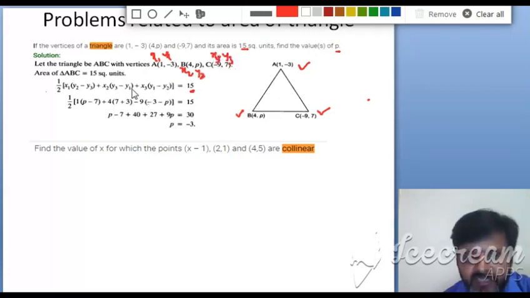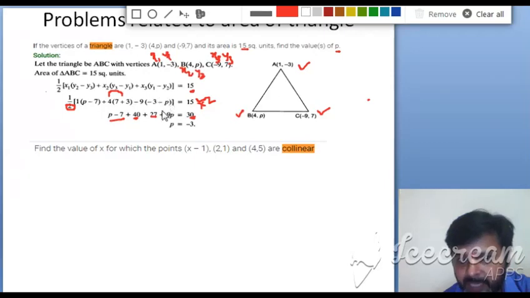If you replace these values in the formula, your equation looks like this: half into [1 (p minus 7) plus 4 (7 plus 3) plus (minus 9) (minus 3 minus p)], which is equal to 15. Here 2 is in division. When division goes to the other side, it becomes multiplication. 15 times 2 is 30, and the left hand side becomes p minus 7. 7 plus 3 is 10. 10 times 4 is 40. Minus 9 into minus 3 is plus 27.